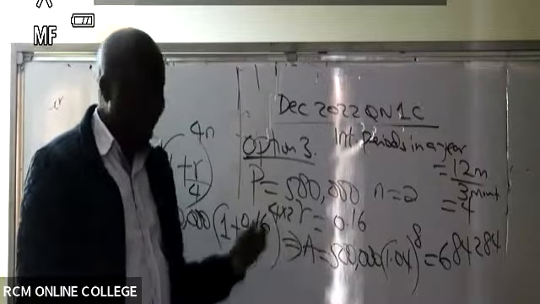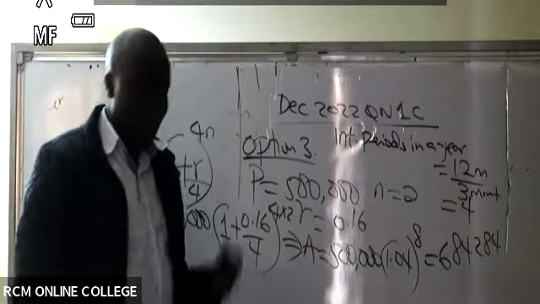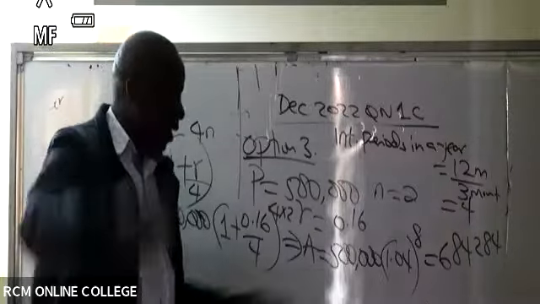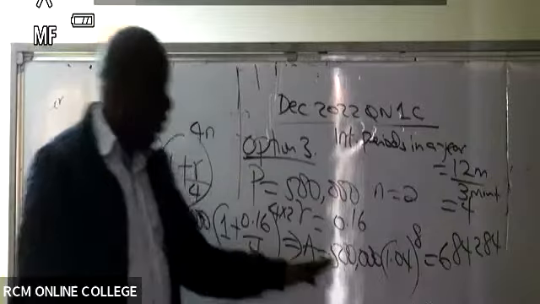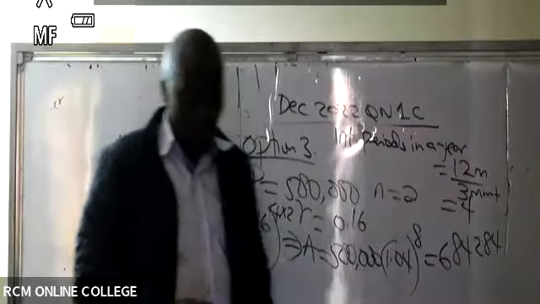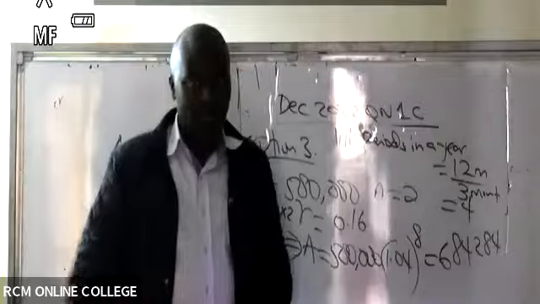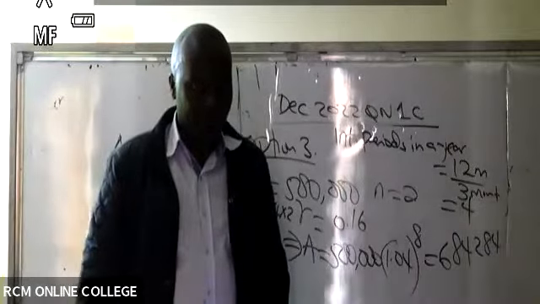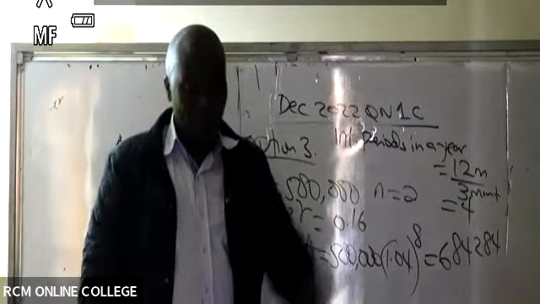So what is the interest there? What is the total interest earned? You take the amount at the end of the 2 years minus the principal. So the interest will be this minus 500,000. It gives me 184,284. So is there any student who was able to get that figure?